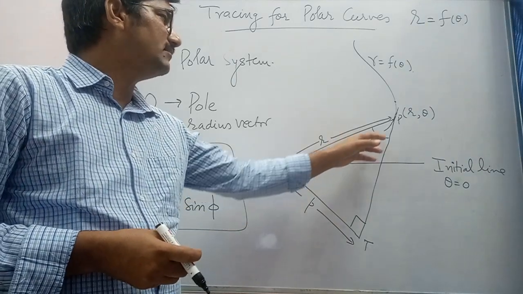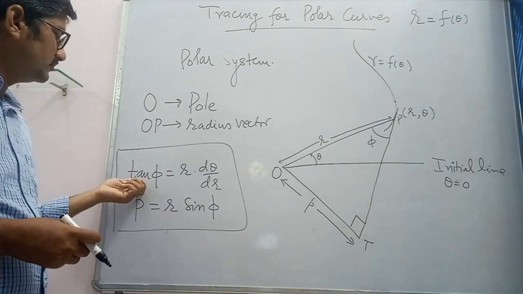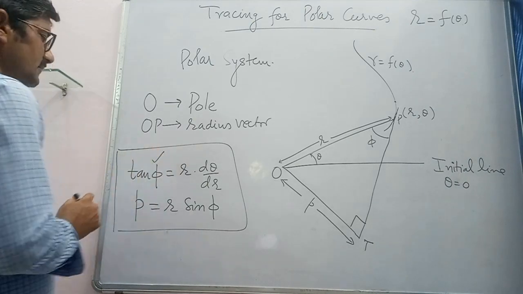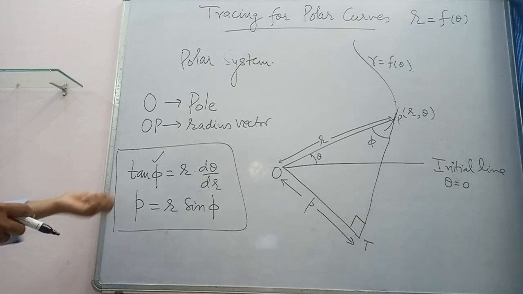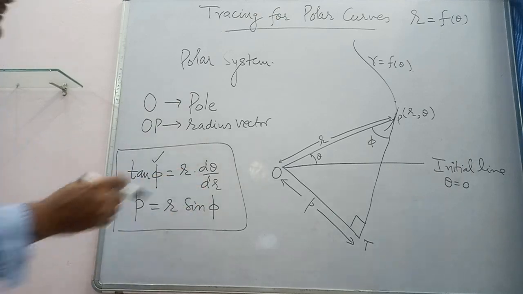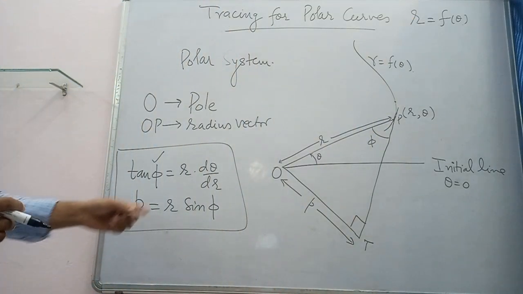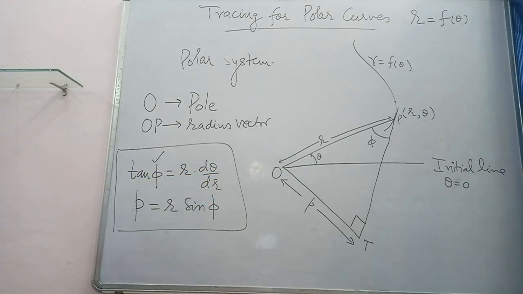So what is phi? Phi is the angle between the radius vector and the tangent at this point. We are not going to prove this one, tan phi is equal to r d theta by dr, but it is very useful. It is analogous to the Cartesian system, as we find there dy by dx, meaning slope of the tangent. In a similar fashion, we find here tan phi, that is r d theta by dr, because we can differentiate the function r with respect to theta. So we can find from there dr by d theta, and its reciprocal is d theta by dr.